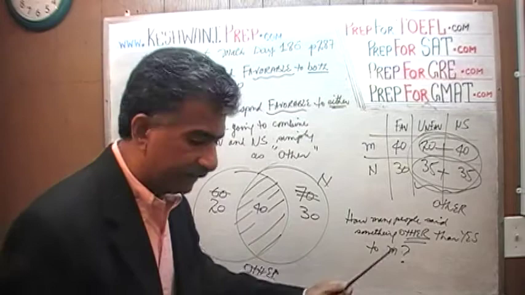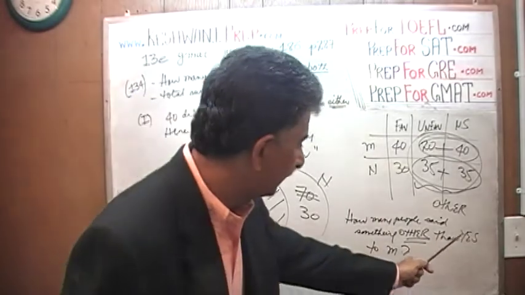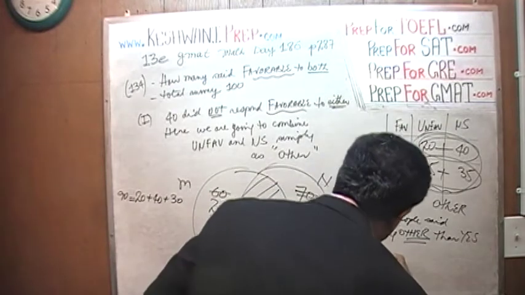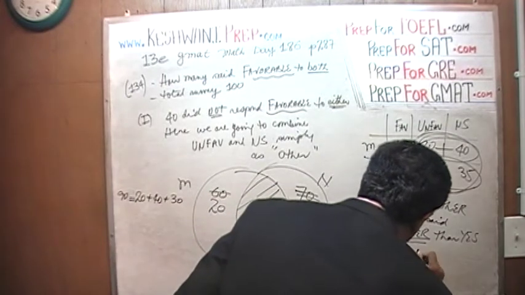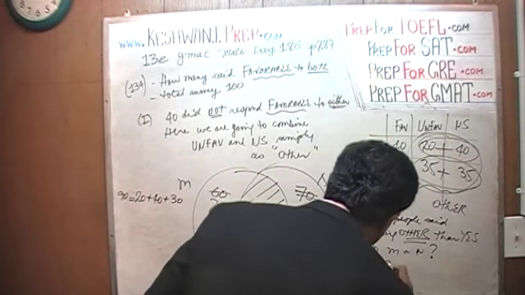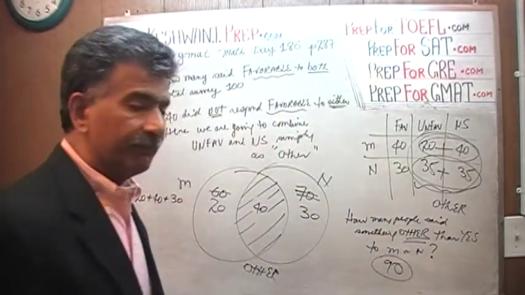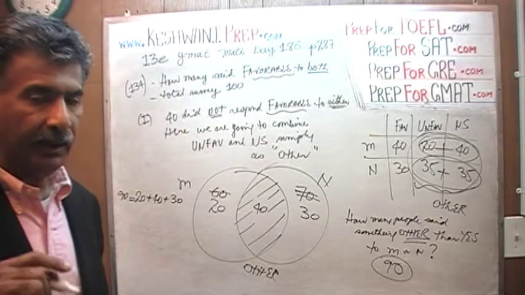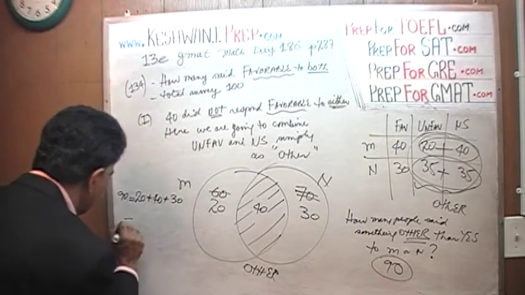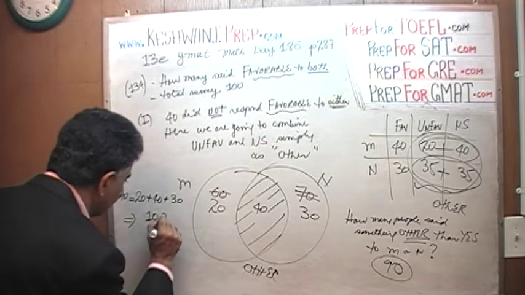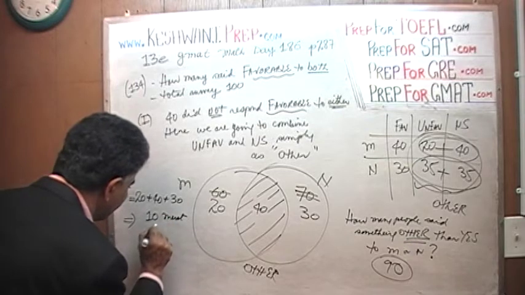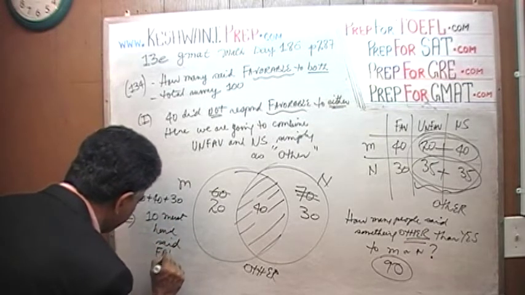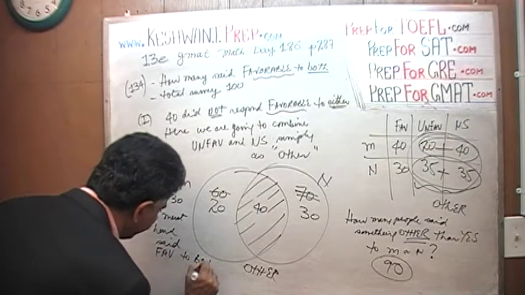How many people said something other than yes to M? Here we are saying M or N. The answer is 90. If 90 people said something other than yes to M or N, that implies that 10 must have said favorable to both.